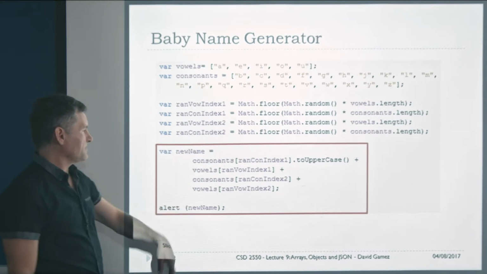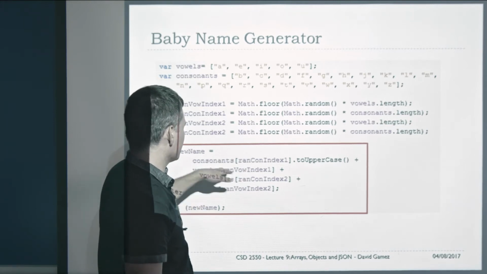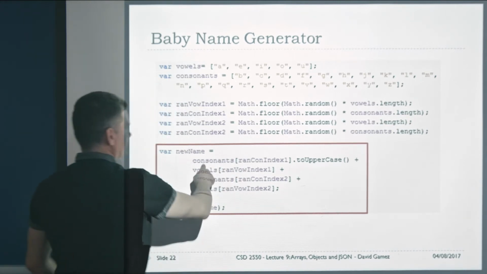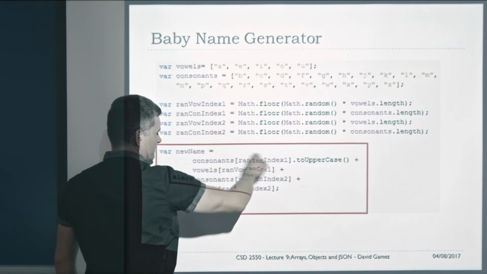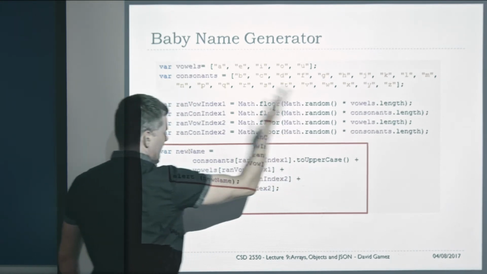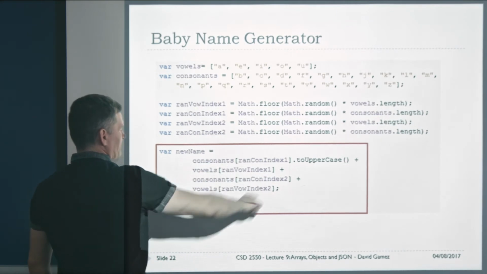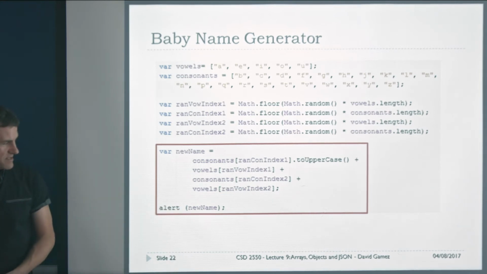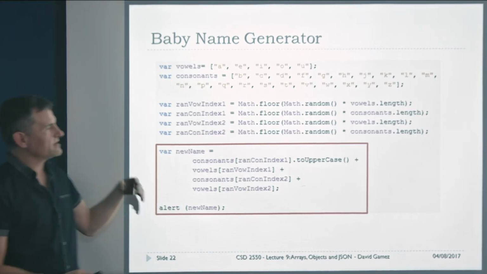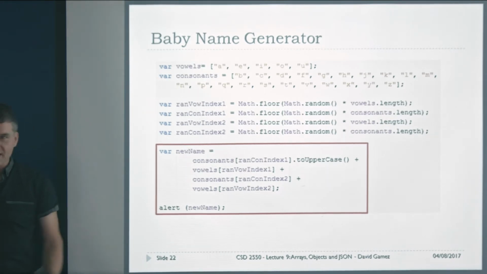So now we can build our new name. We've got our random indexes of the vowels and the consonants. So what we do to build our name is we pick a random consonant. We're making it uppercase just to make it look pretty. Then we're picking a random vowel, picking a random consonant, and picking a random vowel. And then we're alerting with our new generated name. So that's how this is working. You can see how, nice, simple kind of array example, but obviously with great practical utility.